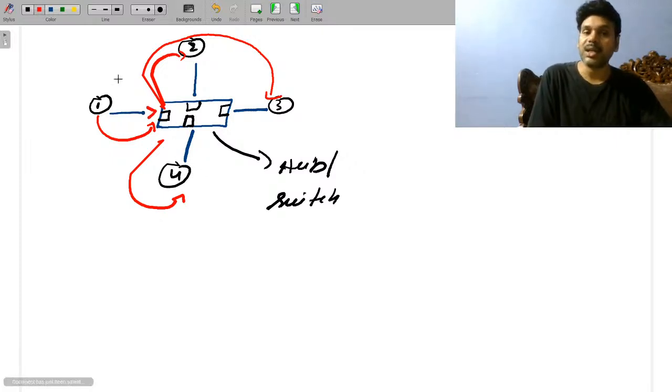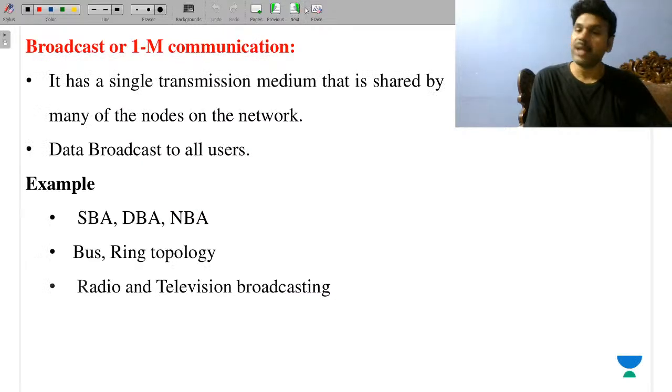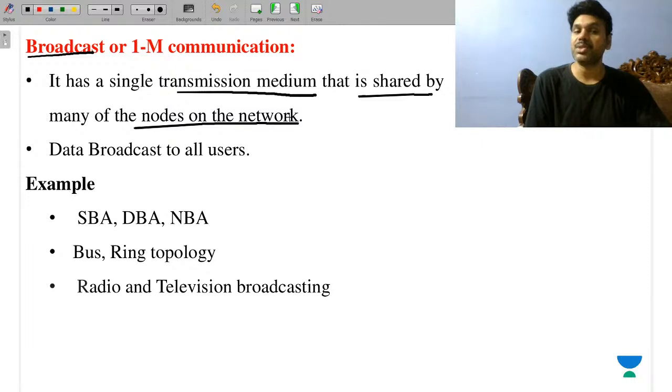But here you must understand carefully. If I am saying that this is a star, it is therefore a one-to-one channel for each link. This is how it happens, and in the same way it is also done in mesh networks. And we also have physical sharing, not logical sharing. What is the meaning of that? Your medium is shared by many nodes.